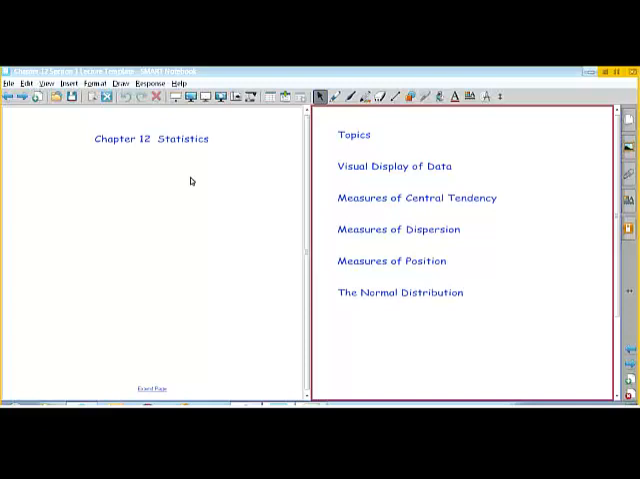Position, it's called a z-score. Have any of you heard of z-scores? Okay, so that's your position relative to the mean. And then the last section is talking about a specific kind of distribution, which is a normal distribution.